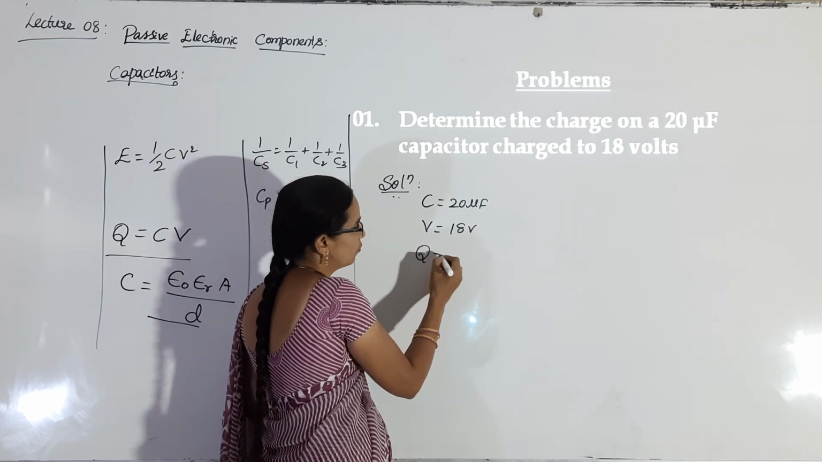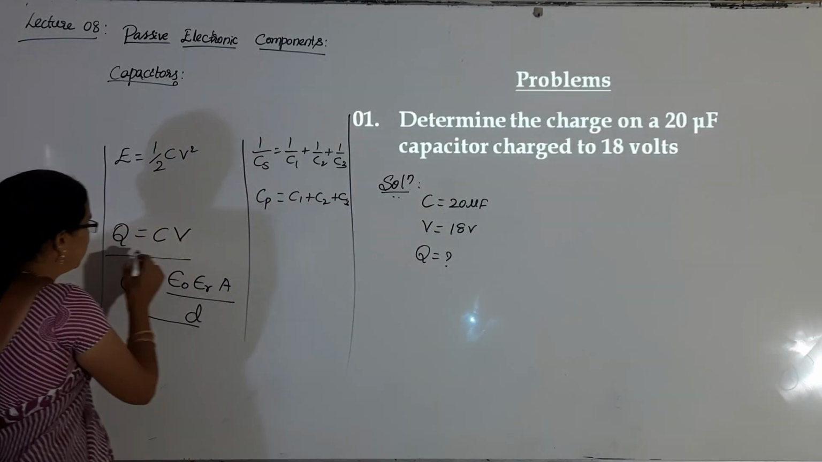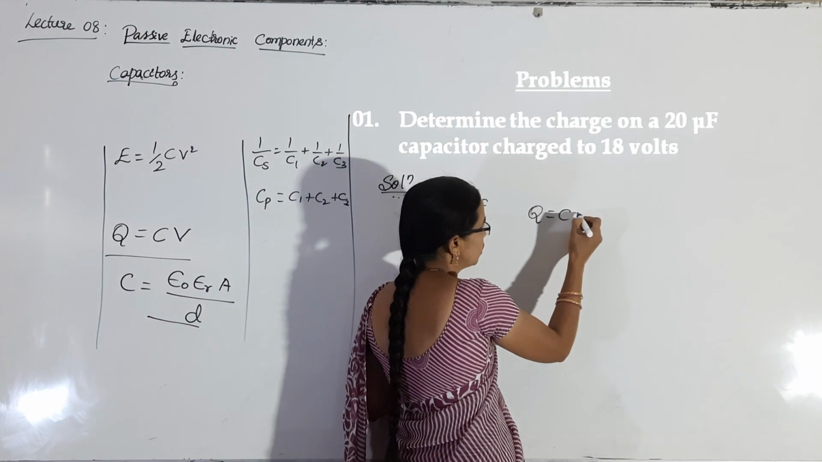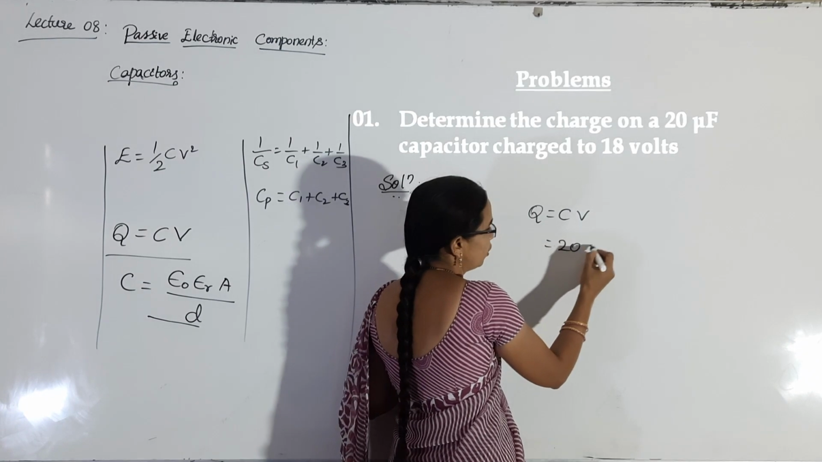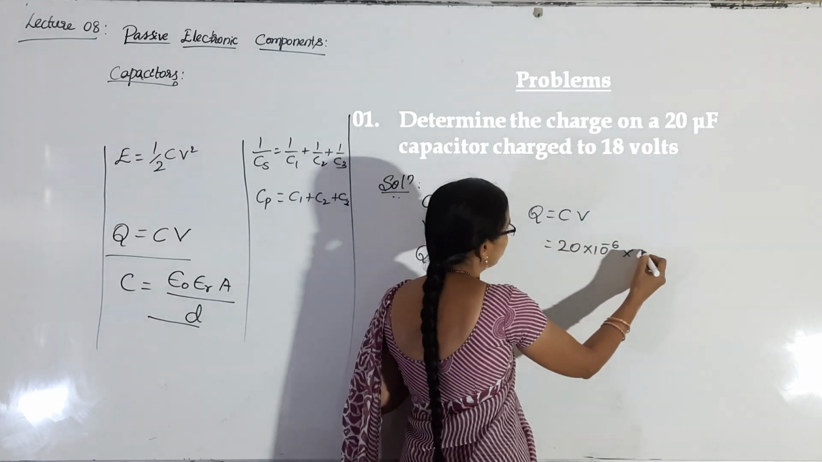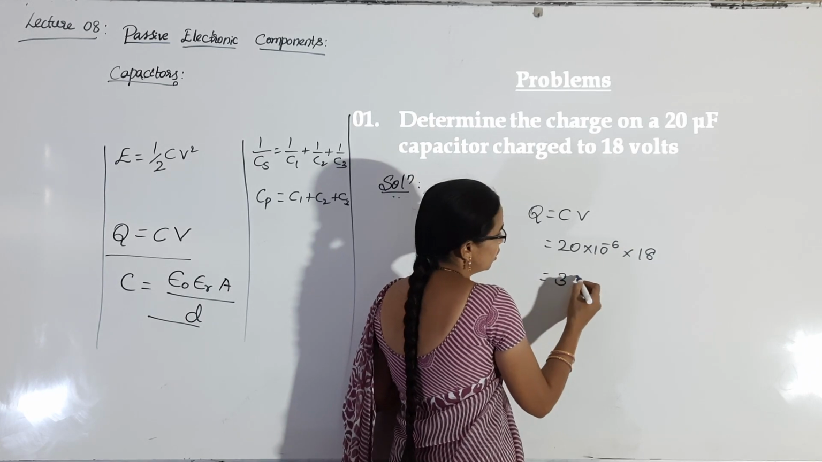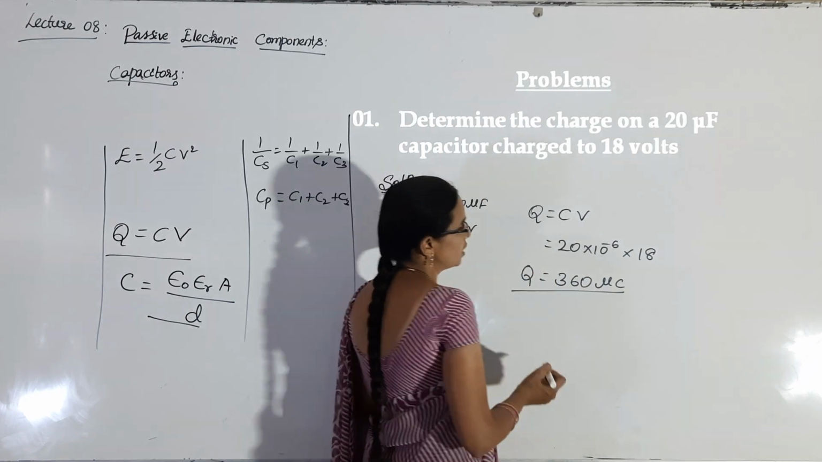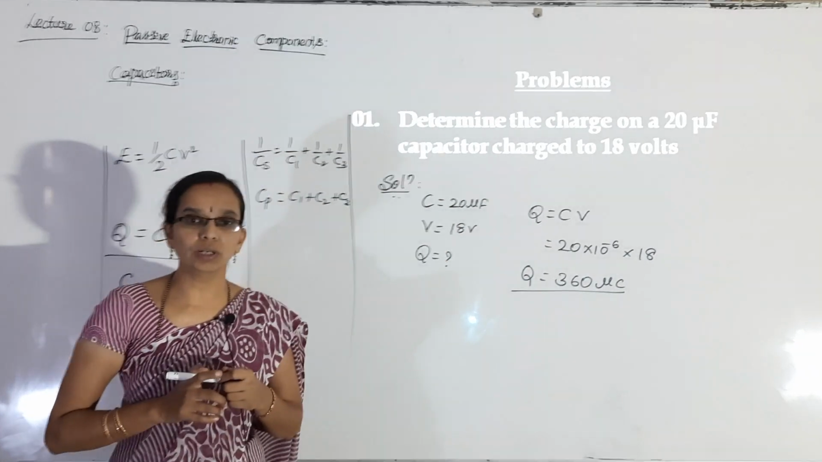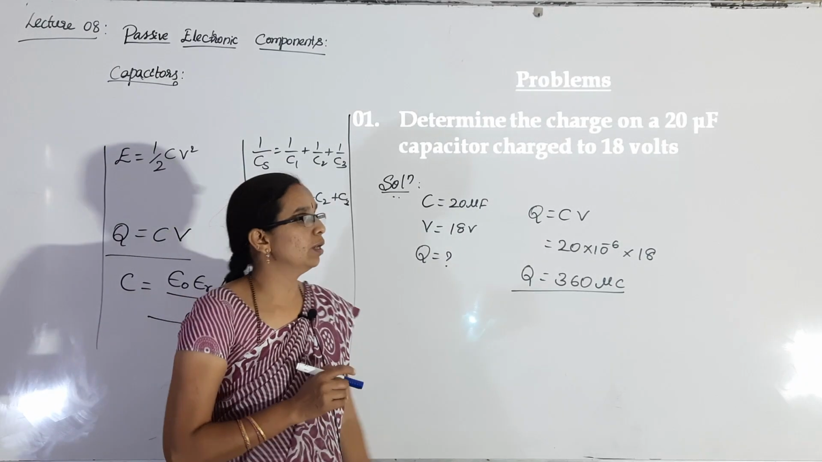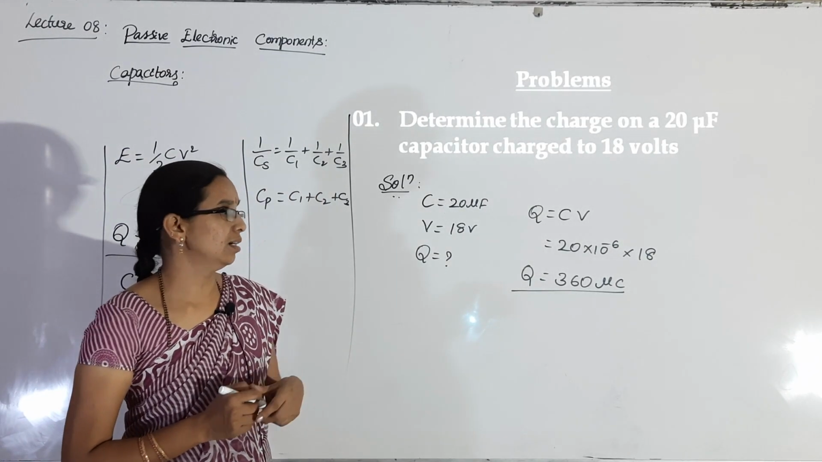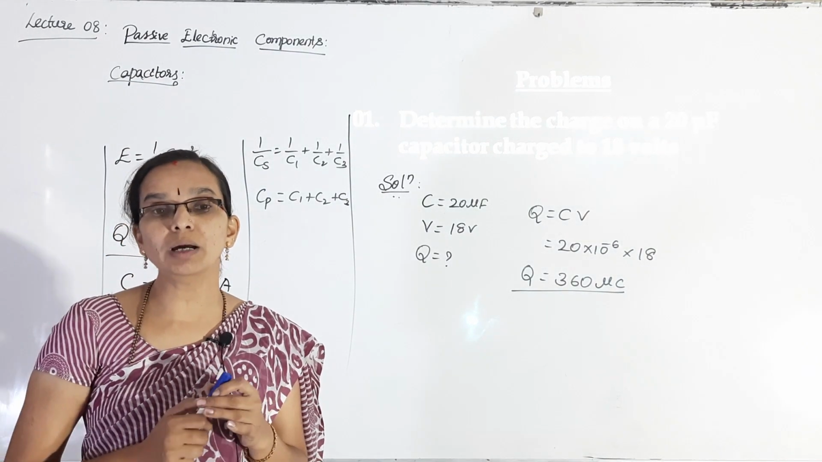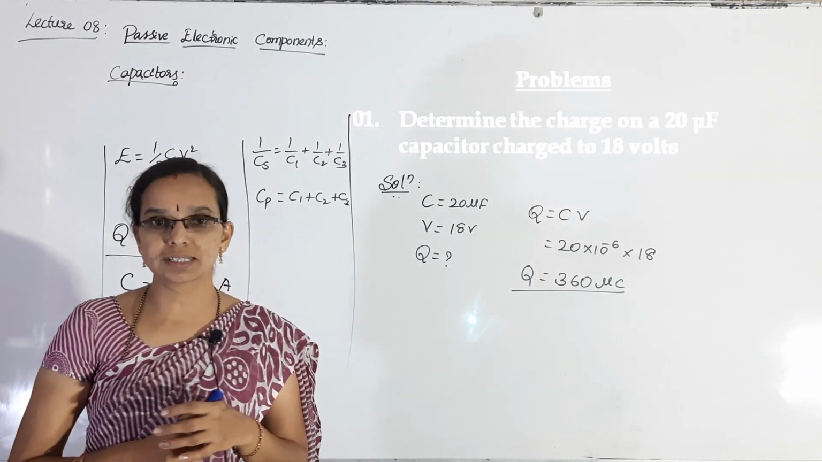What we have to calculate? We have to calculate Q. We have a direct formula, Q is equal to CV. So putting in the values, Q is equal to C, 20 into 10 to the power of minus 6, into 18 volts, which is 360 microcoulomb. The SI unit of charge is coulomb. So 360 microcoulomb is the charge stored on the capacitor, which has a capacitance of 20 microfarad when you apply a voltage of 18 volts, okay.